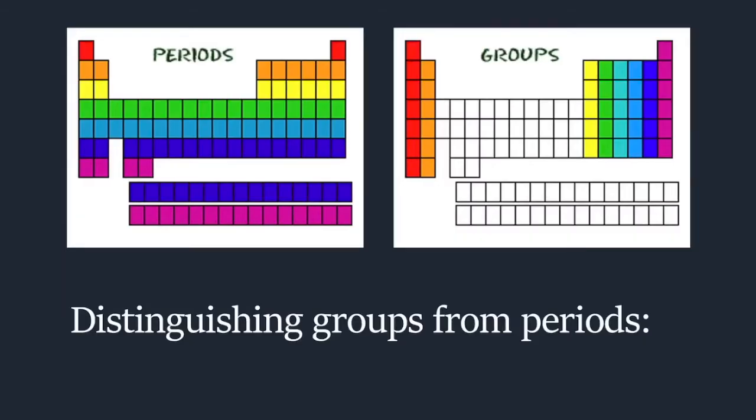And so now let's talk about the difference between periods and groups on the periodic table. So we've already kind of talked about what periods are when we talked about electron configuration in our last unit, but a period is just that horizontal grouping of elements on the periodic table, so the rows that go across. And then a group is a vertical grouping of elements on the periodic table.